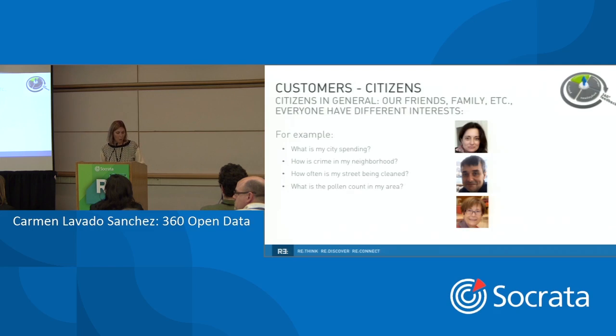However, for my sister-in-law, the main concern is safety, because she has two teenagers who have begun to go and come alone from school. But my mother, who is obsessed with cleaning, is interested in how often her street is being cleaned. Also, she's allergic, and to know the level of pollen in her area is very useful for her. Four types of information, totally different, asking only three members of my family.